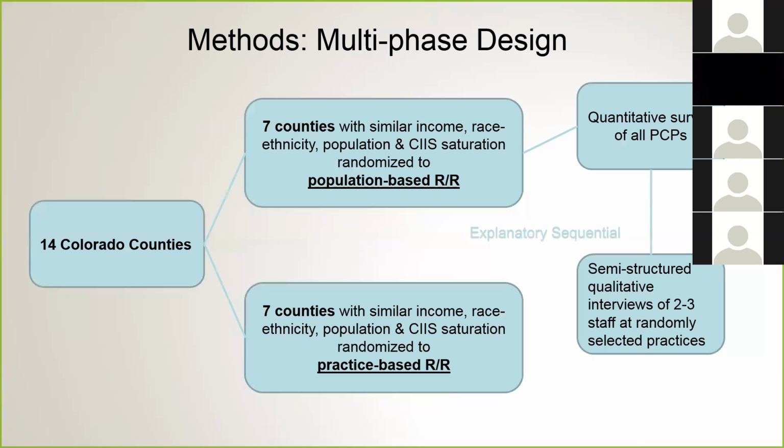We then did an explanatory sequential design and did semi-structured qualitative interviews of 2 to 3 staff at randomly selected practices within that subgroup. The survey didn't allow us to get into the level of detail we wanted, and didn't allow us to talk to people other than PCPs, like the front desk people. What kind of problems did it cause for them? What kind of telephone calls did they have that they didn't know what to do with? All kinds of things that happen at the practice level.